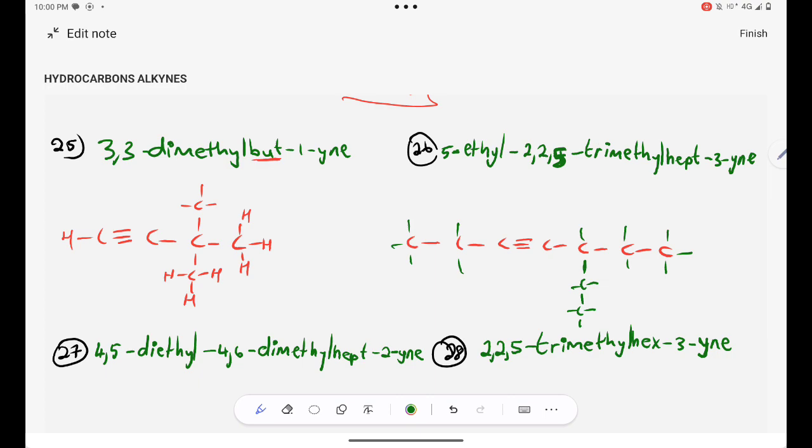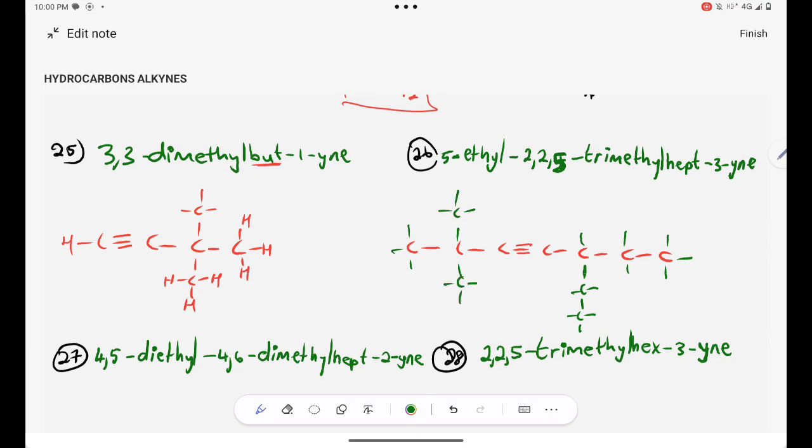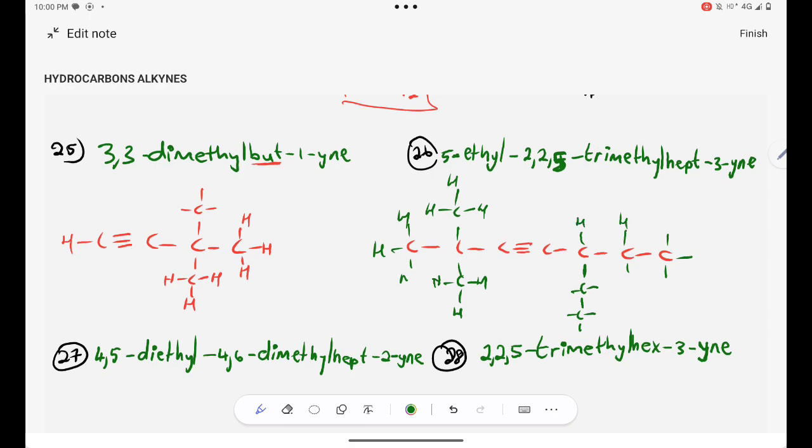Okay. At carbon number 2, I have my 2 side chains over there, and then just write the hydrogens. So this would be the structure of 5-ethyl-2,2,5-trimethylhept-3-yne.